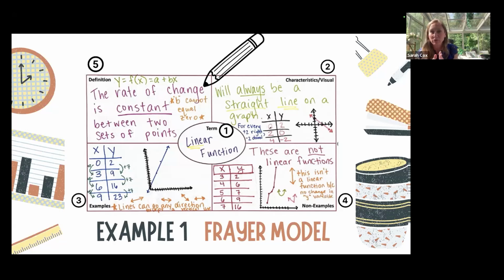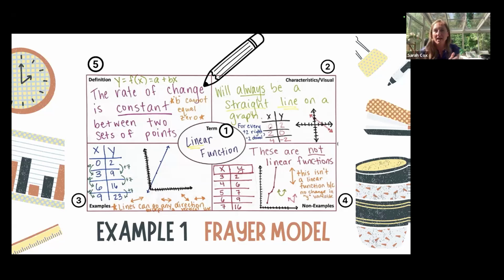And then you can see in blue there that it says for every +2 right, there are -2 down. So again, another verbal or written component to add to what this thing really looks like. The third thing that students are then going to do is provide themselves with examples.